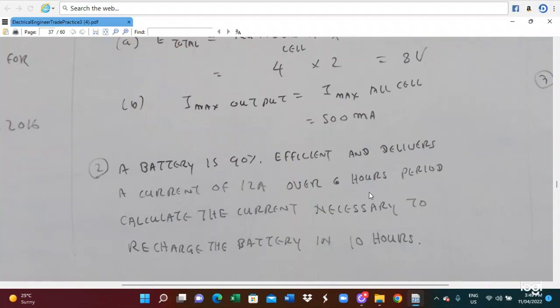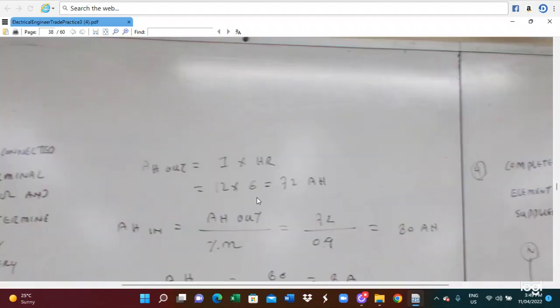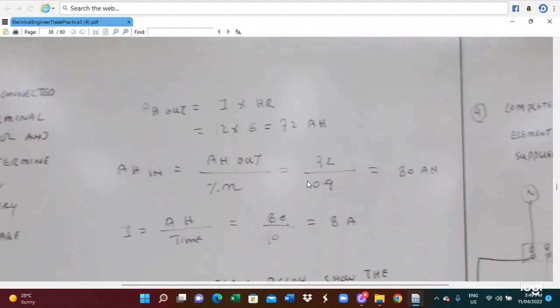If the battery is 90% efficient and delivers a current of 20 amperes over a 6-hour period, calculate the current necessary to recharge the battery in 10 hours. In this case, the ampere-hour output is current multiplied by hours, so 20 times 6 is 120 ampere-hours. Ampere-hour input is ampere-hour output divided by the efficiency, so 72 divided by 0.9 gives 80 ampere-hours. So the current is the ampere-hours divided by the time, so we get 8 amperes.